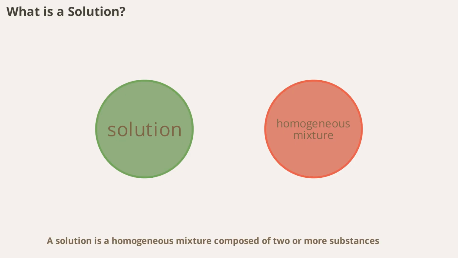A solution is a homogeneous mixture composed of two or more substances. In simple terms, it means that the components are evenly distributed at the molecular level, so you can't see the individual parts. For example, when you dissolve sugar in water, you get a solution where sugar molecules are spread out evenly among water molecules. Solutions can be solid, liquid, or gas, and they're all around us, from the air we breathe to the drinks we enjoy.